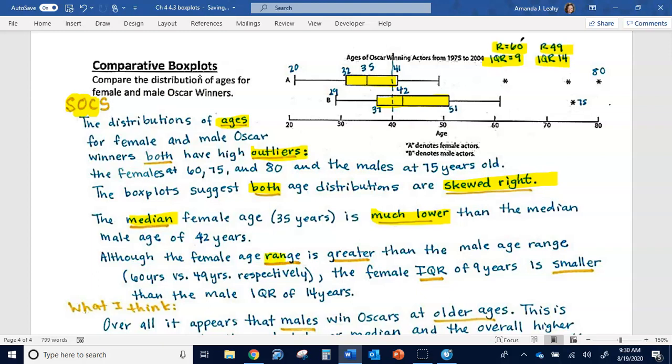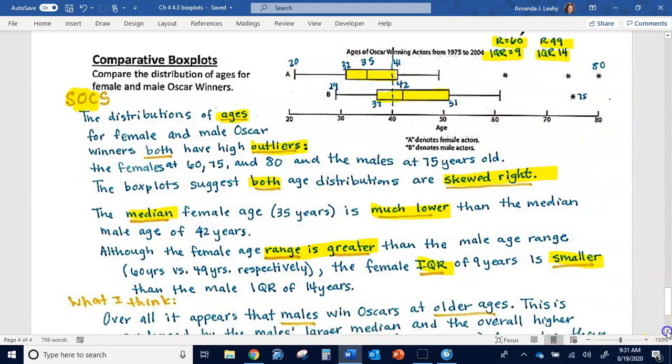So although the female range is greater than the male range, so range was 60 versus 49, the female interquartile range is smaller than the males' of 14. So that's something that's interesting to point out. Now, you might say, so what? So what is happening here? When we take a look at this, what I see overall is that, with the exception of a few female actors over the age of 60, overall, it looks like women are earning their Oscars at a smaller age than men are, with a very few exceptions.